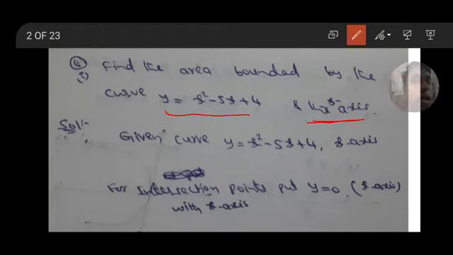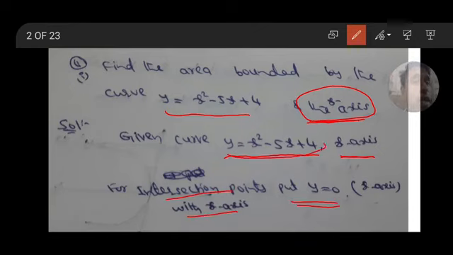Here the points are not given, the lines are not given, only the intersection with the x-axis. So we have to find the intersection points with the x-axis. Intersection points with the x-axis means we have to substitute y equals 0 in the given curve, that is x square minus 5x plus 4.